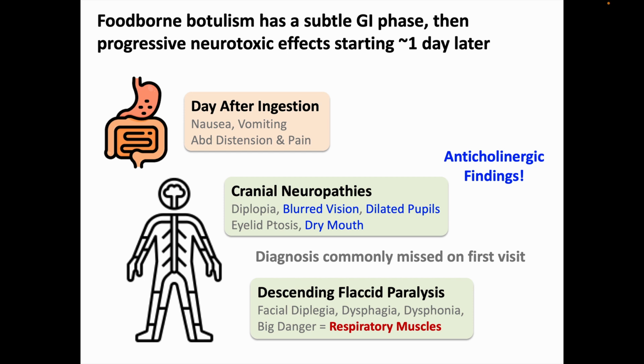So initially, the patient will have neuropathies of the cranial nerves. They can have double vision, blurry vision, fixed dilated pupils, and their eyelids can droop and they'll complain of a dry mouth. As you can see, some of these effects are anticholinergic due to impaired ACH release at autonomic organs in the head and neck.